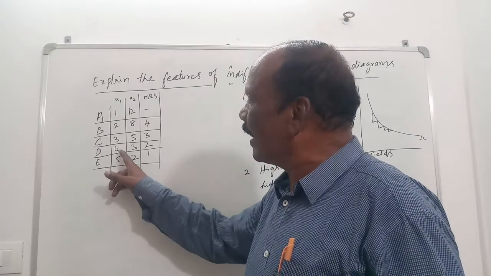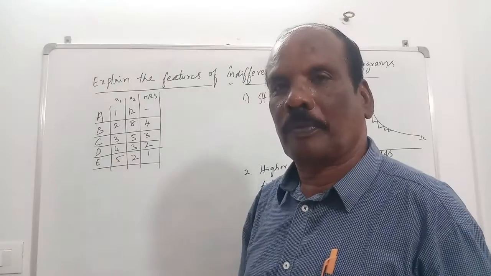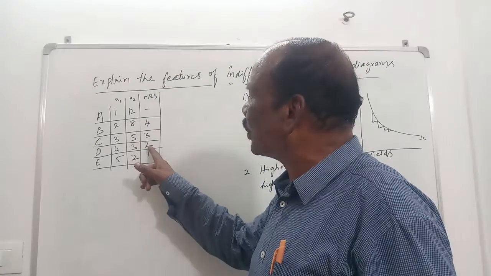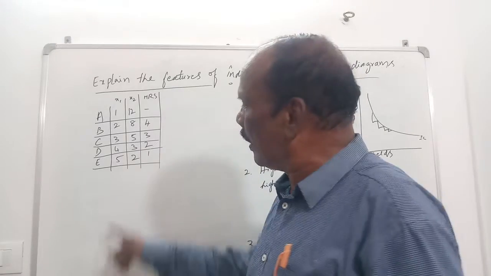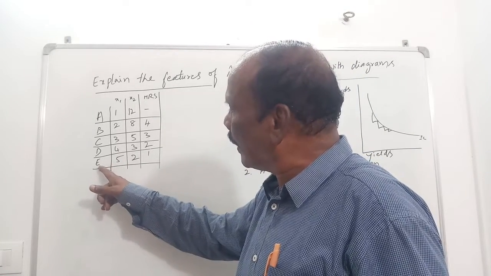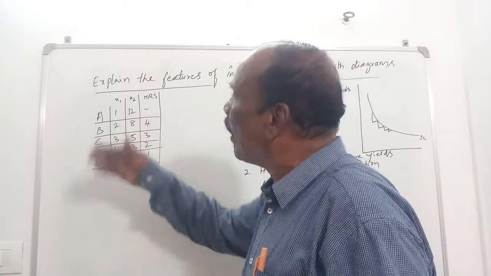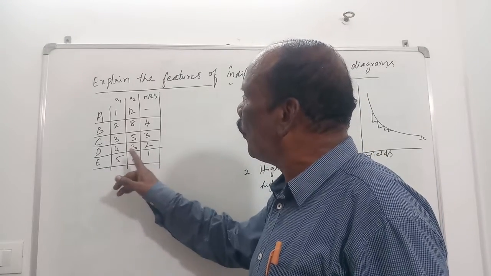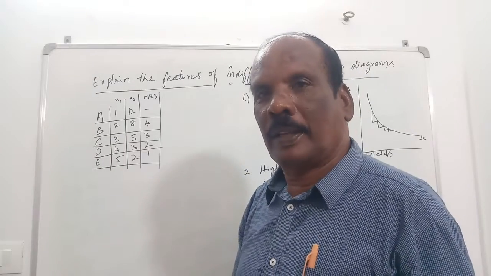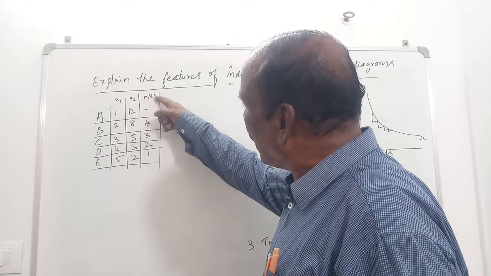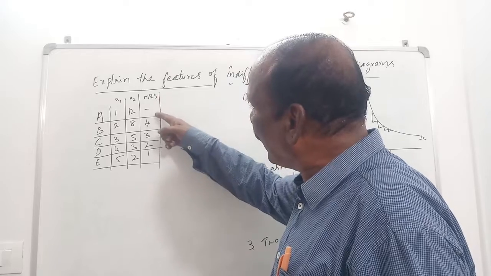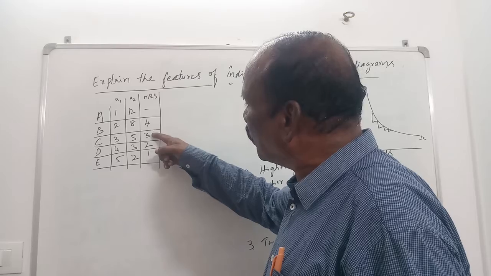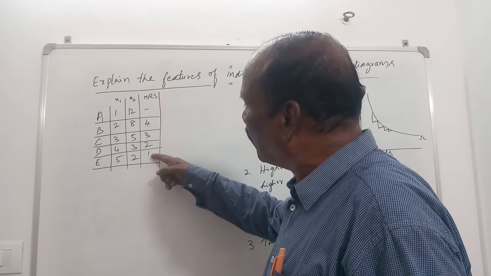In D, if he increases one more, then he has to lose 2. In the same line, if he increases again the consumption of X1, he has to lose 1 for 1 X1. Here you just see the MRS, marginal rate of substitution, goes on falling from 4, it goes to 3, it goes to 2, it goes to 1.